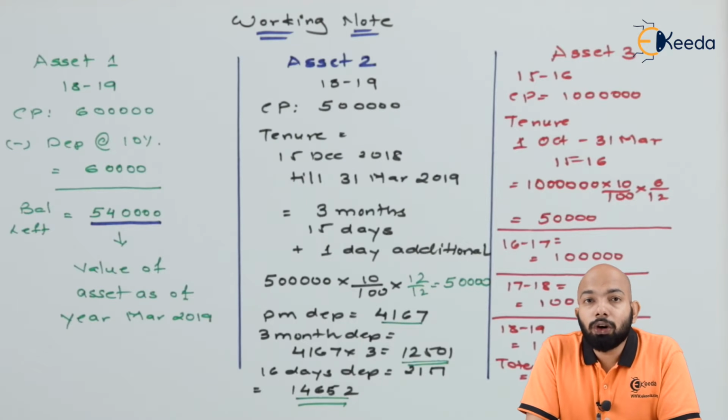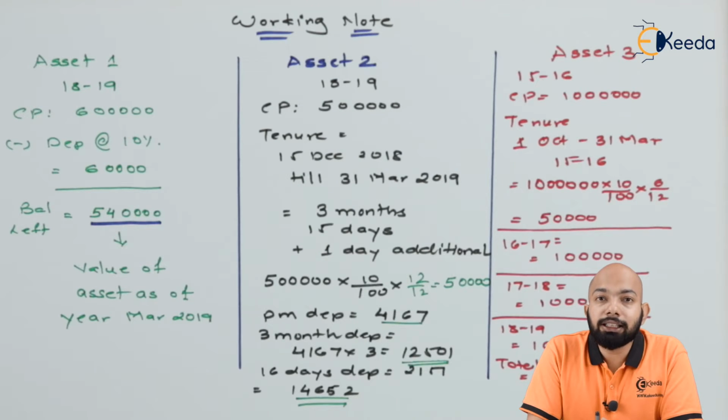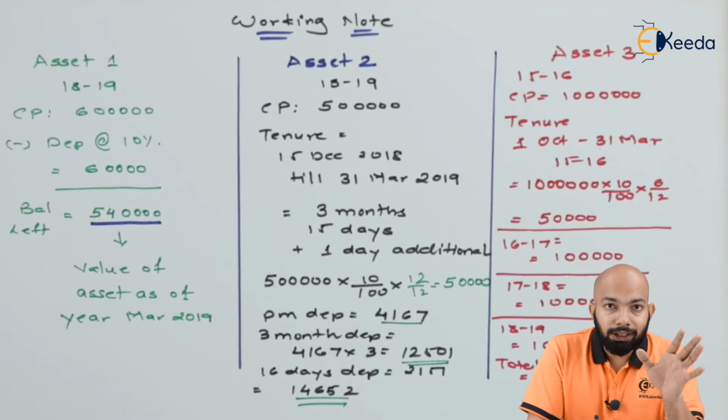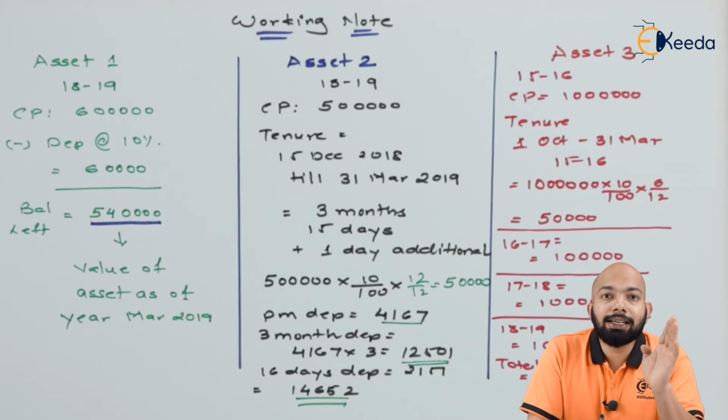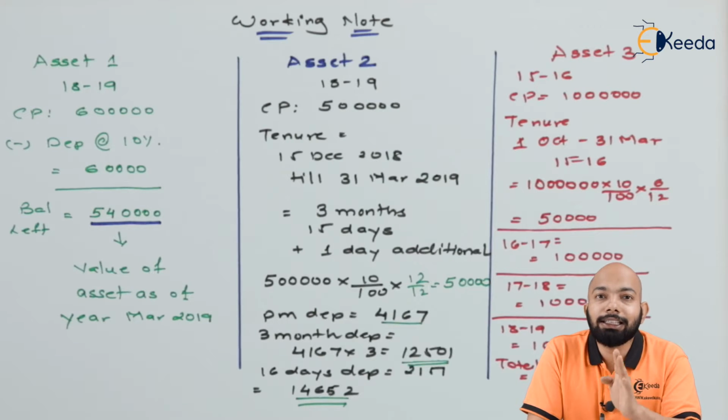That means when we talk about selling off this asset, we have to calculate the total depreciation since the day it has been procured, which gives you the total of 3,50,000. That means 15-16, 50,000, 16-17, 1 lakh, 17-18, 1 lakh, 18-19, 1 lakh, 3,50,000 is the total depreciation. Now we'll pass on the journal entries for all these transactions, and then we'll figure out what is the value of all the assets.